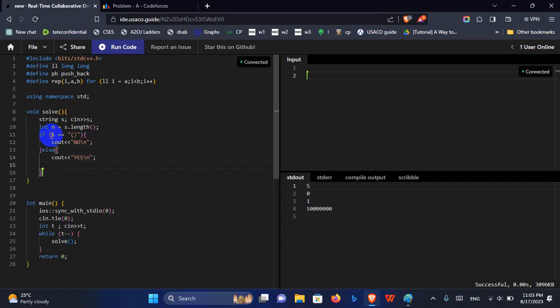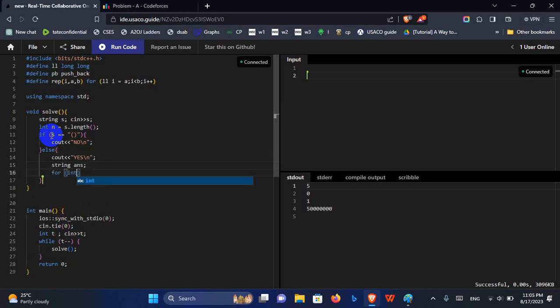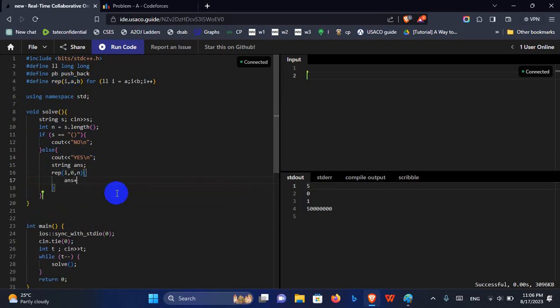So then what we have to do, we need to take one new string, and for integer i from 0 till n, rep is defined above. If you're confused, till n we add. At first it would be like this, and we add brackets.